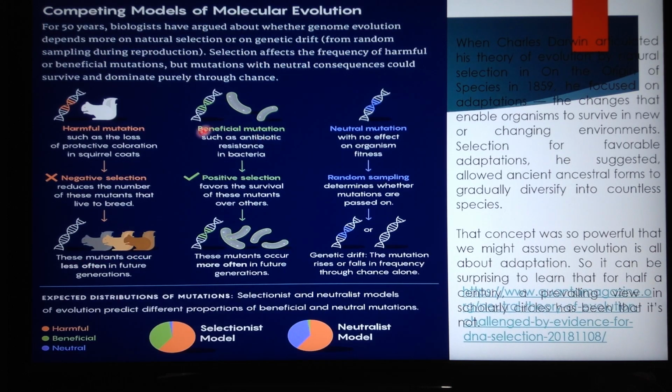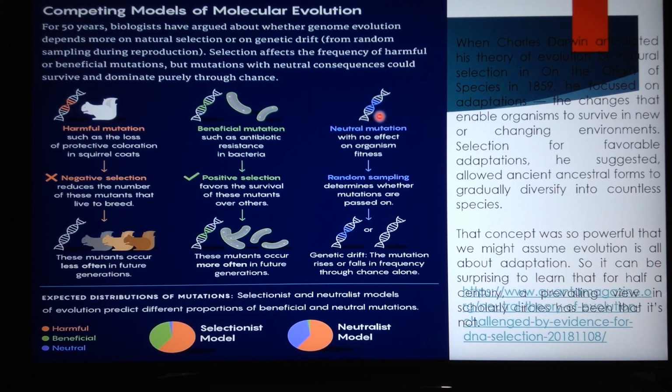Now this is a beneficial mutation, such as antibiotic resistance in bacteria. Since this is a beneficial mutation, it will be positively selected, and it will give a survival benefit. Because it gives a survival benefit, it will be naturally selected, and this mutation will occur more in future generations because it gives the bacteria the survival advantage to live in the antibiotic.